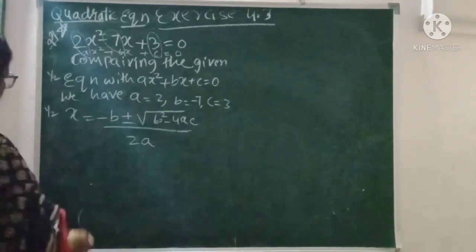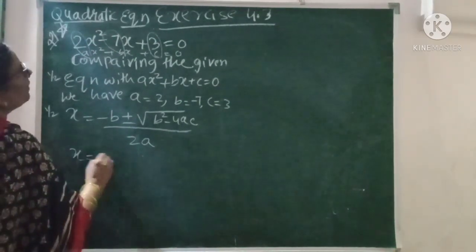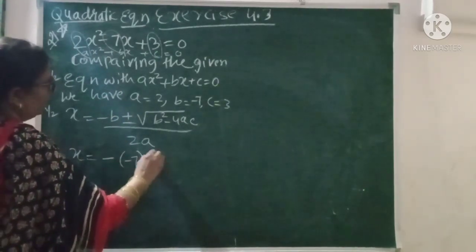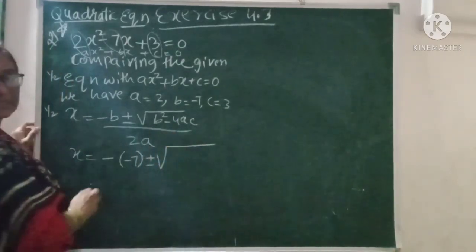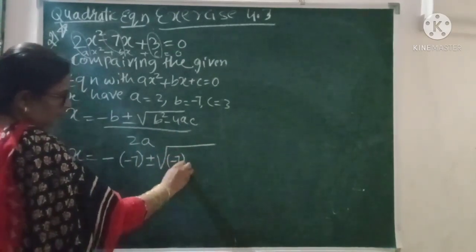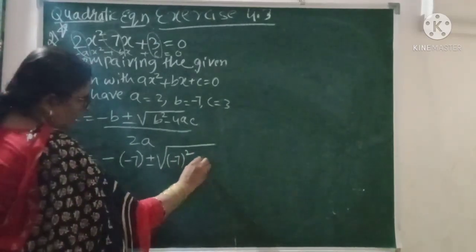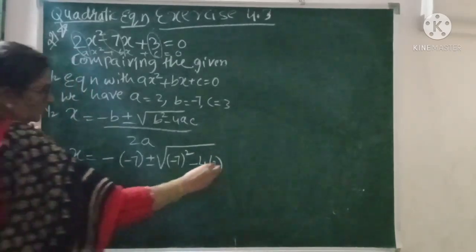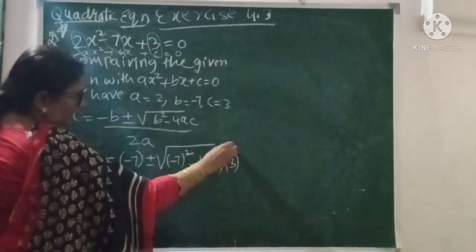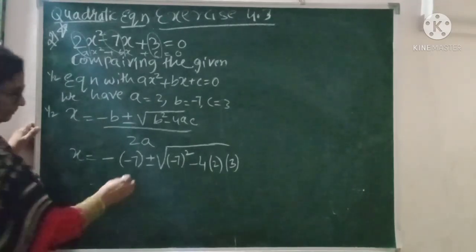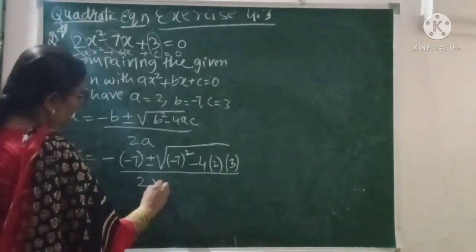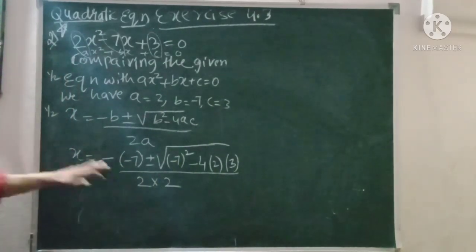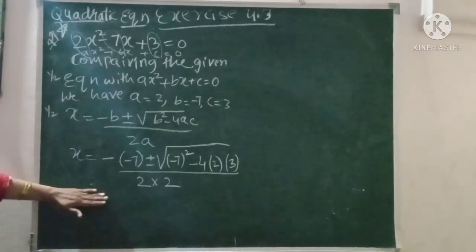So now look at this one. x equals minus b, and b has minus 7, plus or minus root b square. B square means minus 7 square, minus 4 times a, c. Even if the numbers are positive or negative, it is better to put the bracket. Divided by 2 into a, which is 2. If you write it this way, you won't face any confusion in the solution.